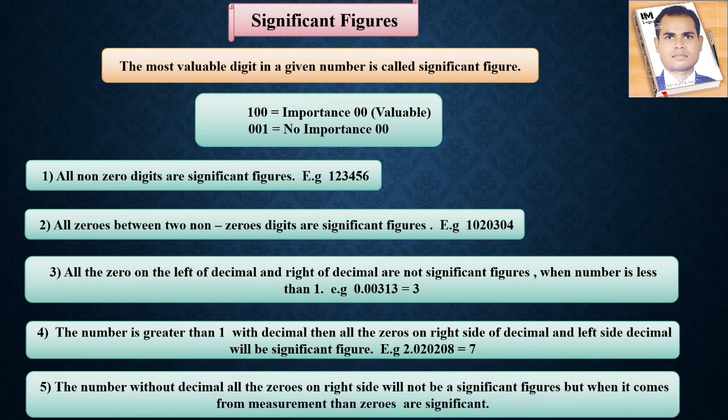Now the next rule: for a number without a decimal, the zeros on the right side will not be significant figures, but when it comes from a measurement then the zeros are significant. For example, see here 200. In this number there are no significant zeros, but after the measurement you will see 200 gram. The gram is a measurement attached to this number, so that's why three significant figures are present in this number. Like this we have to apply this rule for significant figures.